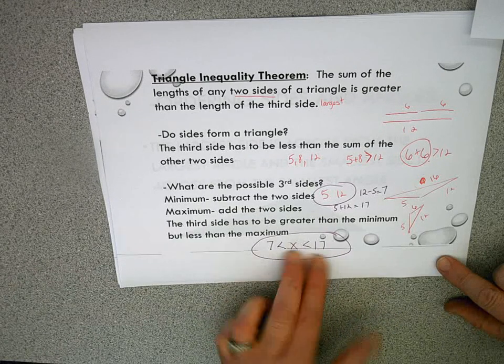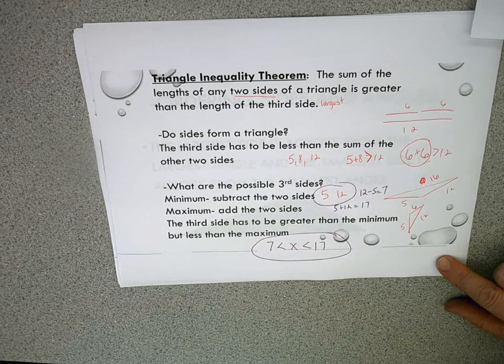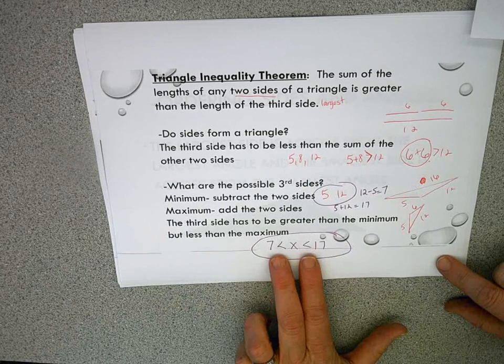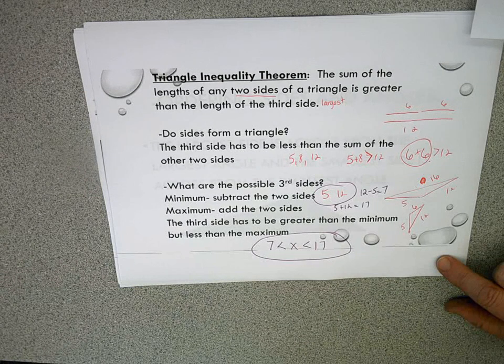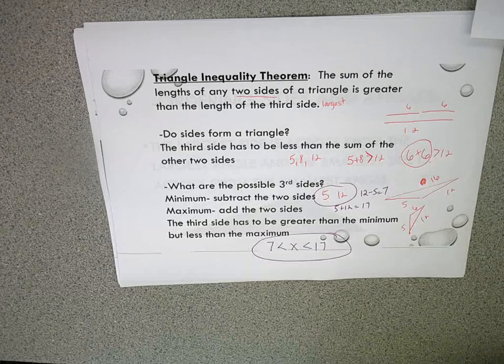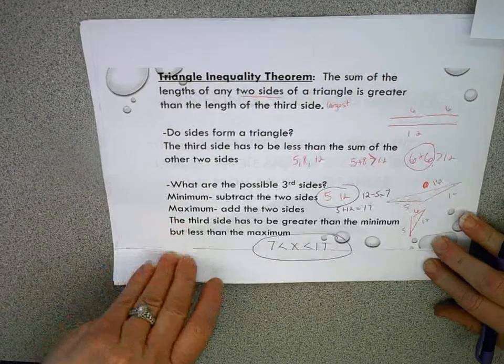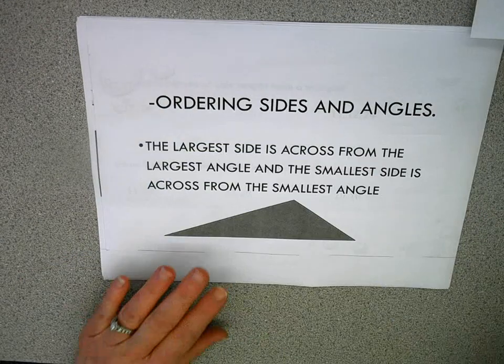Make sure these symbols are all facing the same way. They're all opening the same way. And make sure there's no line underneath it, because it can't be 7, can't be 17, but it can be anything between 7 and 17. Okay, so let's put that all into practice.